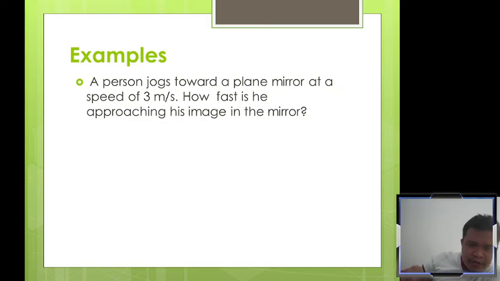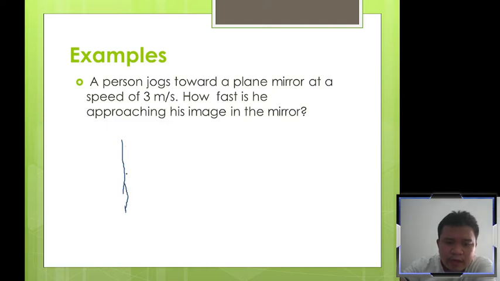A person jogs towards a plane mirror at a speed of 3 meters per second. How fast is he approaching his image in the mirror? Now this is not very difficult. It's very easy to understand. Let's just imagine that we have a mirror here. Okay, this is your mirror. Let me just label it.